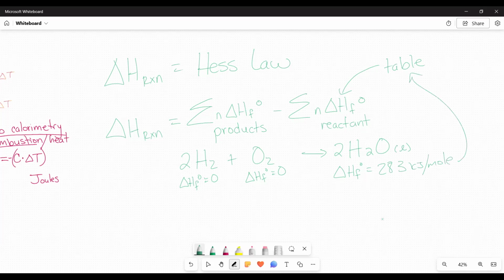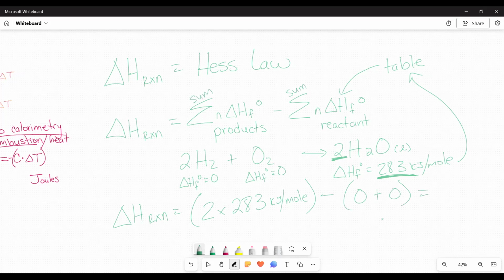So these values would come from a table. And the question would be, what is the heat of this reaction? So you look up the heats of formation and you do products minus reactants, you add them all up. So here's our product, 283, and we have 2 moles. So the heat of reaction would be equal to 2 times 283 kilojoule per mole. And then both of the reactants are 0. So that would be minus 0 plus 0. Because this epsilon means sum. That means add them all up. So the answer would just be simply 2 times 283 minus 0.